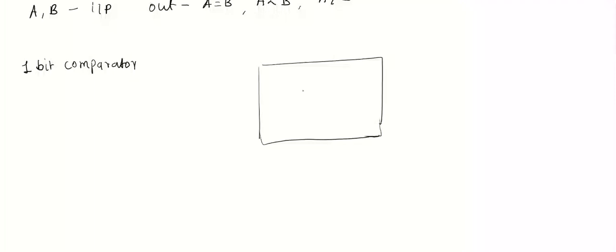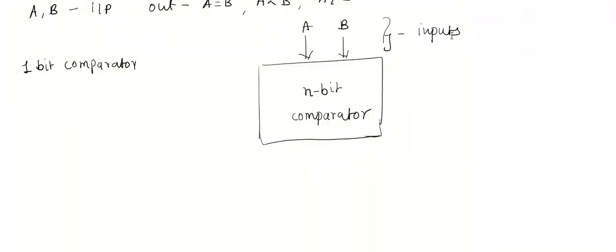Let's say this is the n-bit comparator. We are giving n-bit input values, that is variable A and variable B. These are the inputs. When the inputs are given, this n-bit comparator performs the comparison operation and gives the outputs as whether A is equal to B, whether A is less than B, or whether A is greater than B. This is the block diagram.